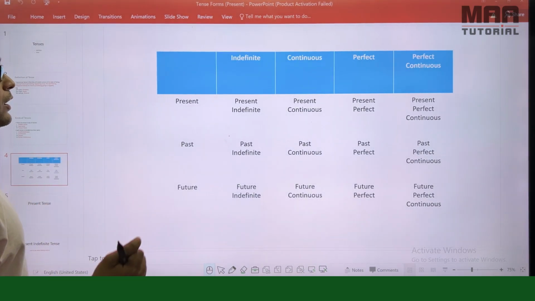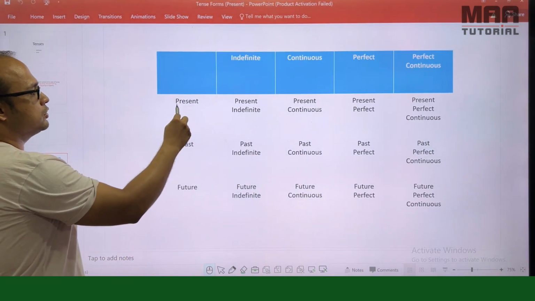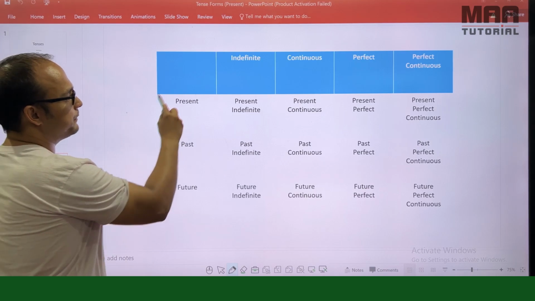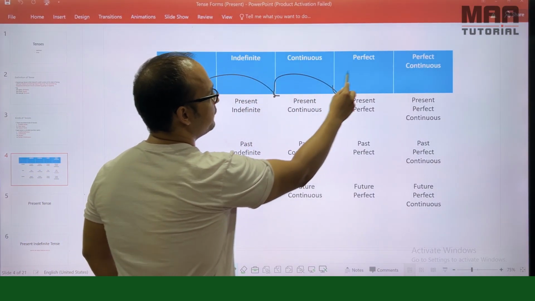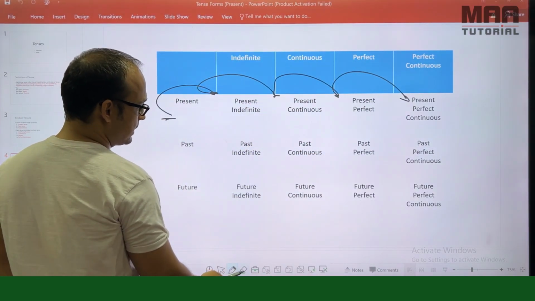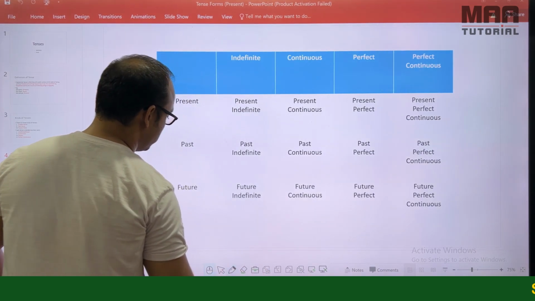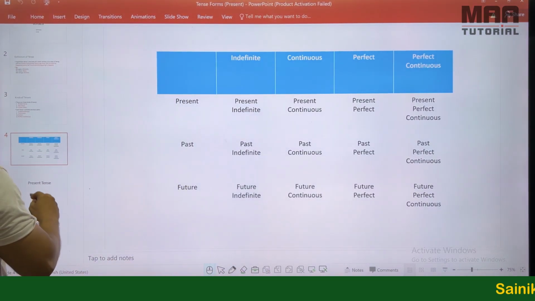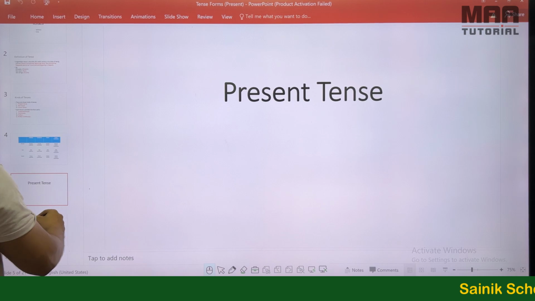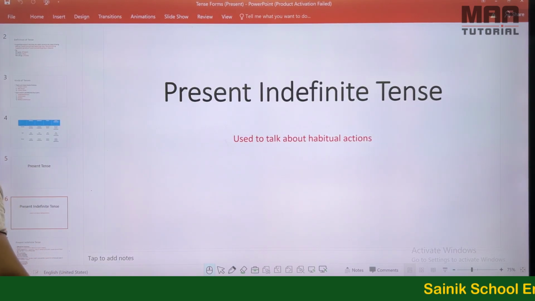Today in this lecture, we are going to cover only the present tense: present indefinite, present continuous, present perfect and present perfect continuous. In the next lecture, we will do the past, then one lecture we will do the future, and that will be it with tenses. So we'll start with the present tense. The first kind of present tense is present indefinite tense.